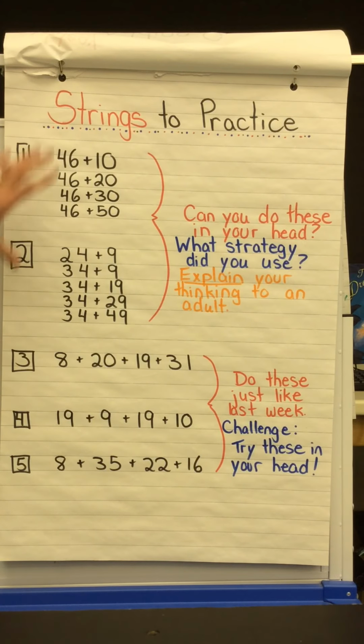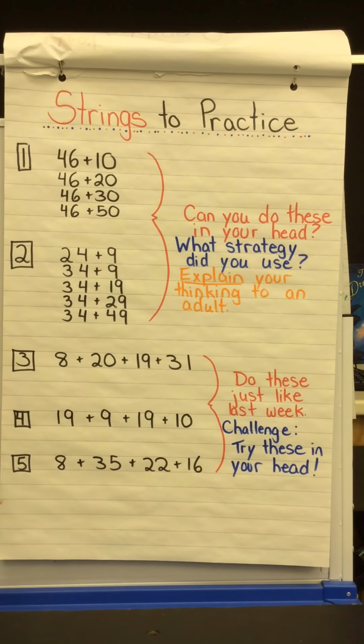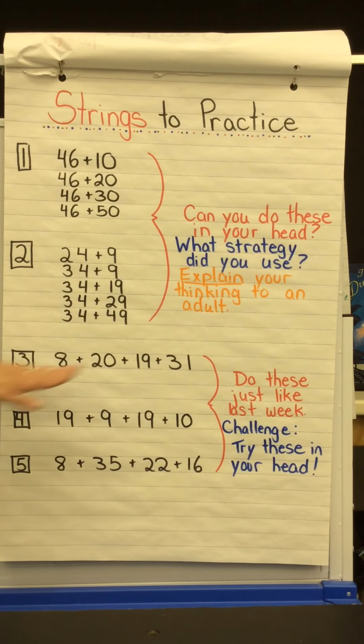This is the part where we're really going to challenge our brains to work without our hands. In number 3 and 4 and 5, those are strings that look like those strings from last week. So strings can go in 2 different ways. The add-ins can go down, or the add-ins can go across. So for string 3, 4, and 5, do those just like last week.